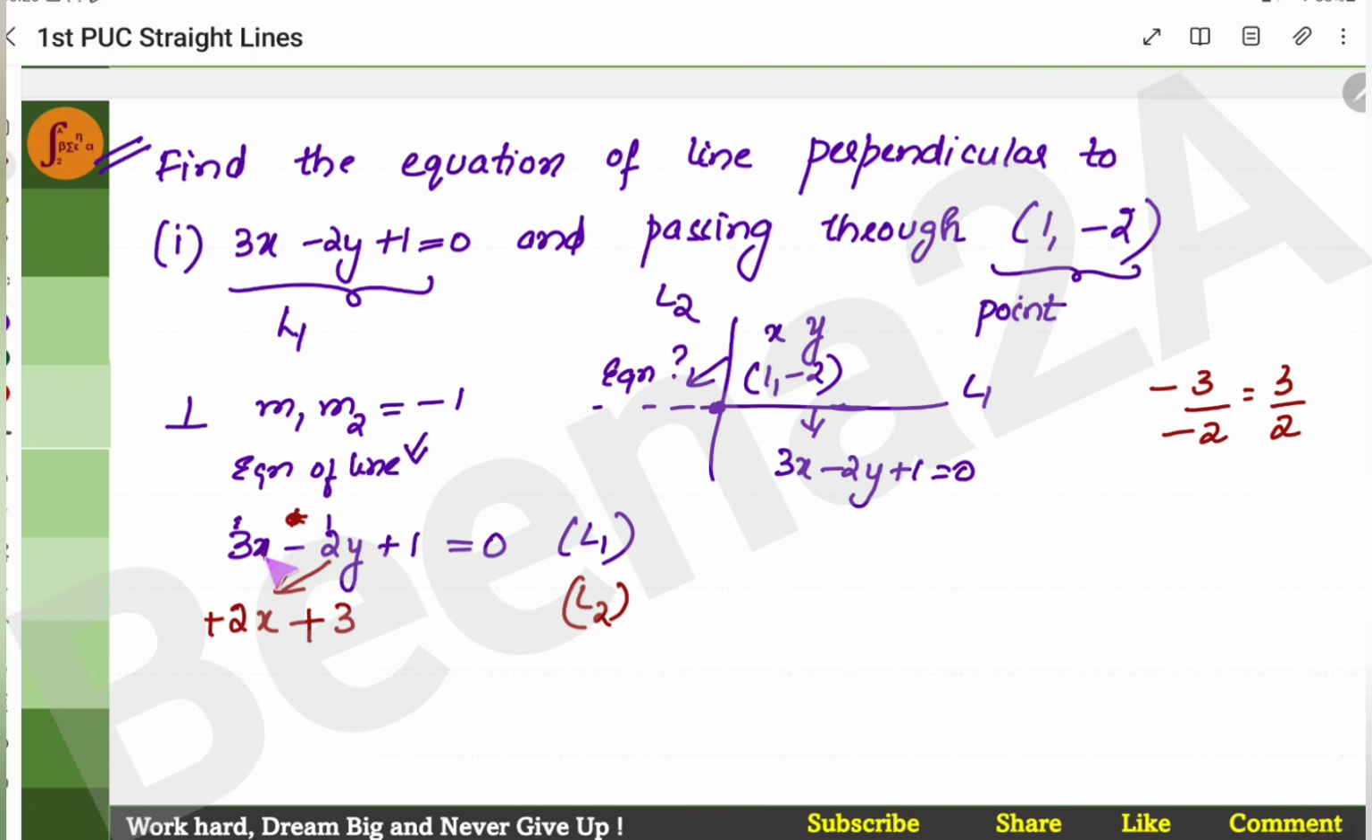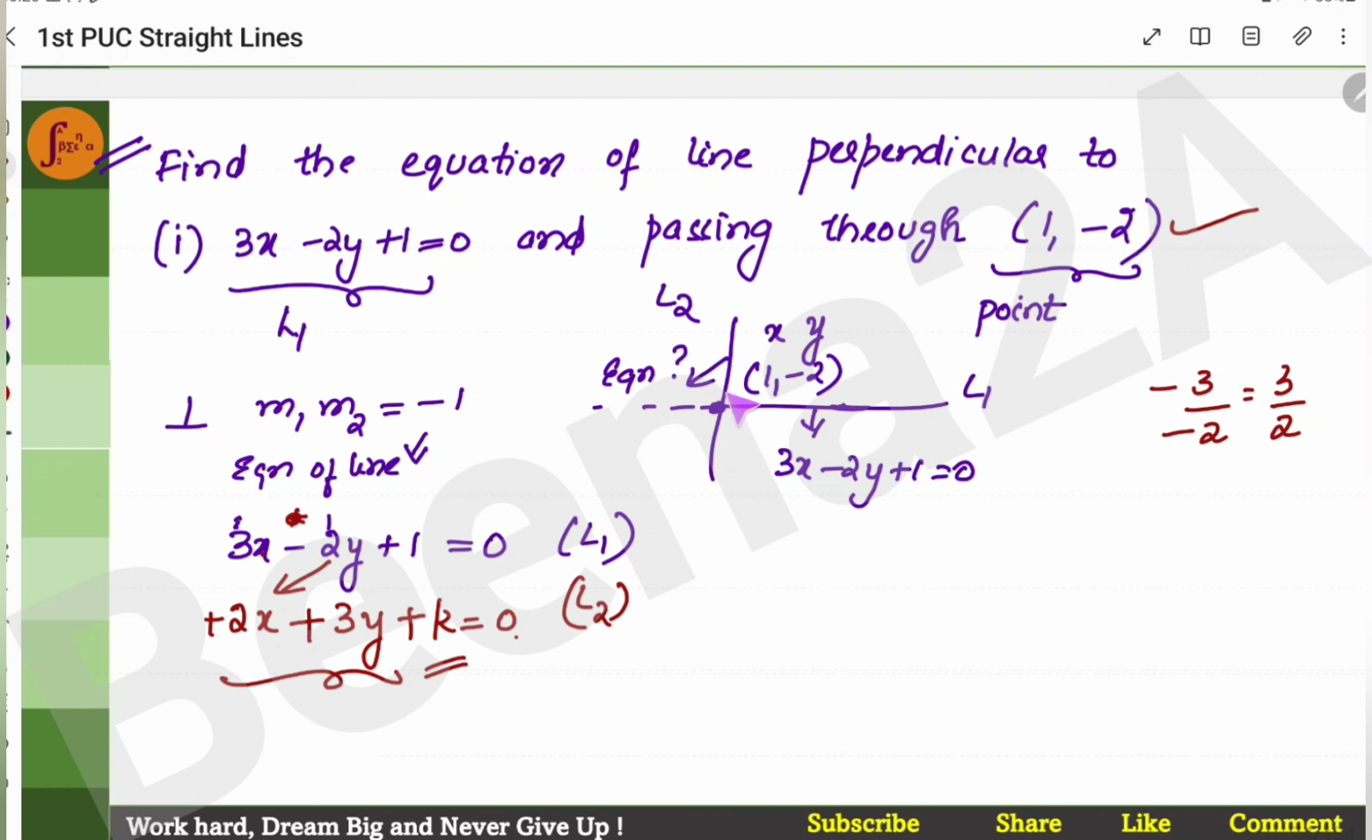Plus 3, and instead of x, you put y. And instead of plus 1, you have to put plus k. Right? This will be the format of the second equation: 2x plus 3y plus k is equal to 0. Now we'll have to find the value of k. That's where we use this point.